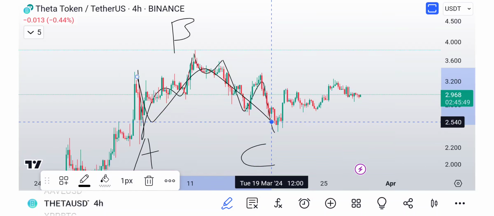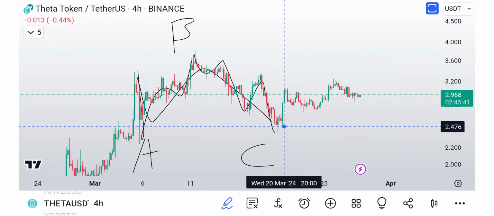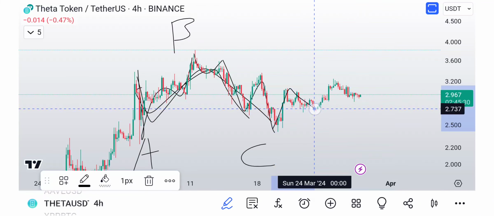The question is, what's happening? Well, so far, it's not invalid, right? Unless it breaks this low, then we'll have to look at it differently. And there's an idea for that as well. But so far, this flat is valid because we have a 1, 2, and now we have another 1, 2.